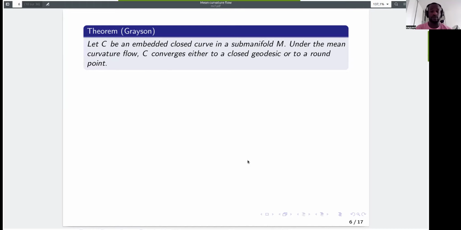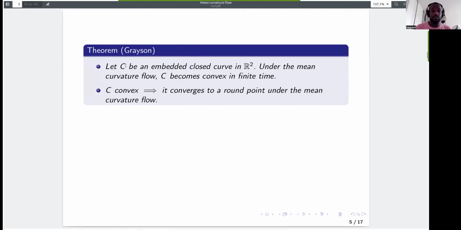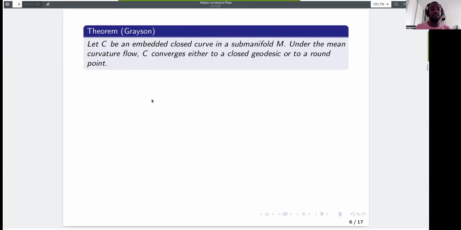This is a generalization of the case of M equal R2, because if M equals R2, the curve cannot converge to a closed geodesic, because there is no closed geodesic in R2. So we converge to a round point, and this is the result we stated here. So in R2, if you start with a closed, embedded curve, whether it's convex or not, it's going to become convex in finite time, and then it's going to converge to a round point. And in the case of manifolds, it's going to converge to a round point or a closed geodesic.